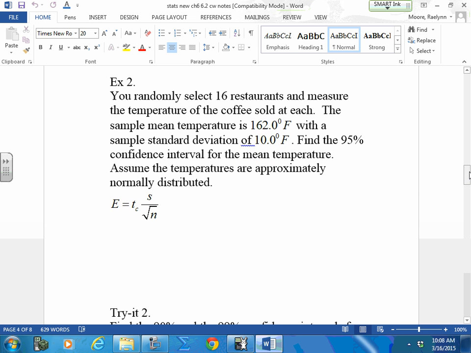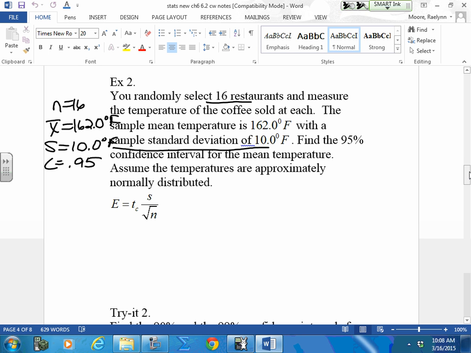So let's take a look at one. That'll ease all your minds. So you randomly select 16 restaurants. There's your N. Pull out your information. And you measure the temperature of the coffee sold at each one of these restaurants. They gave us a sample mean, come on guys, and a sample standard deviation of 10.0 degrees Fahrenheit. Find the 95% confidence interval for the mean temperature.